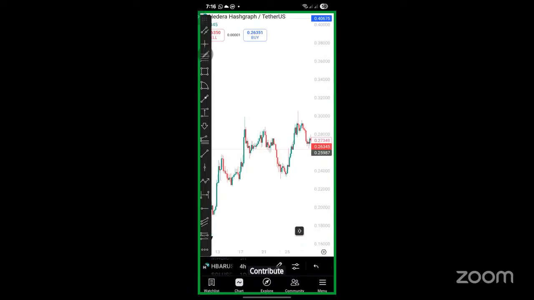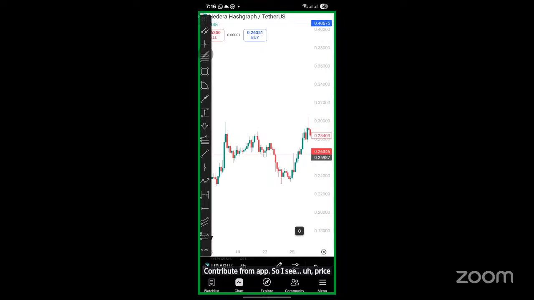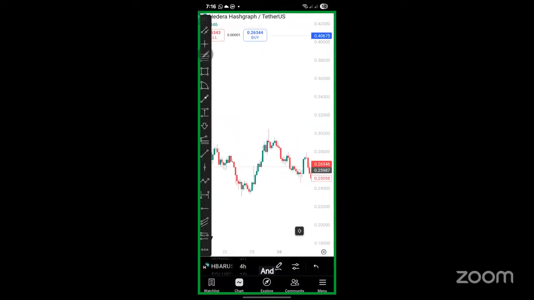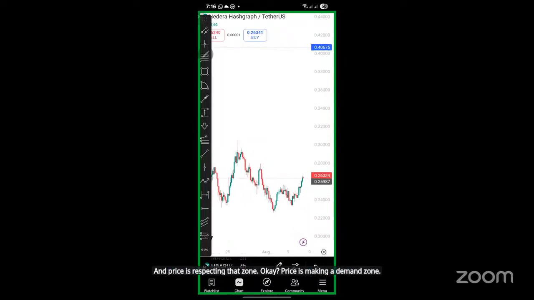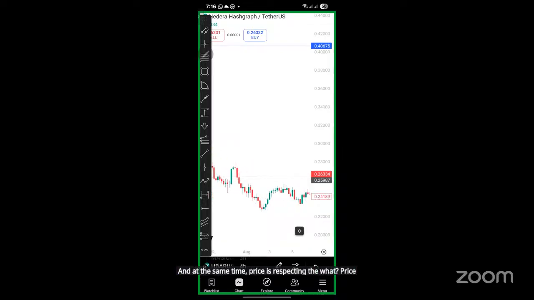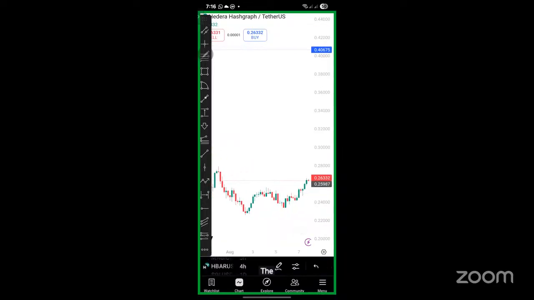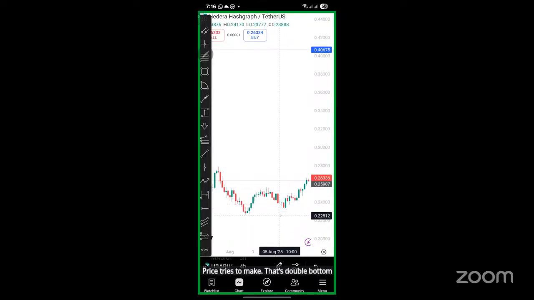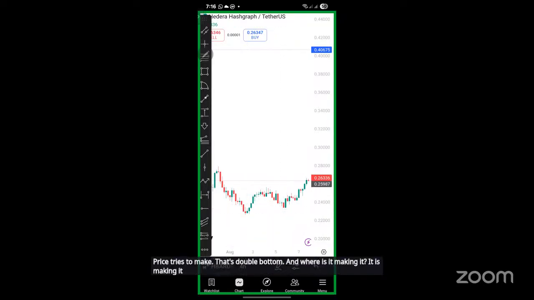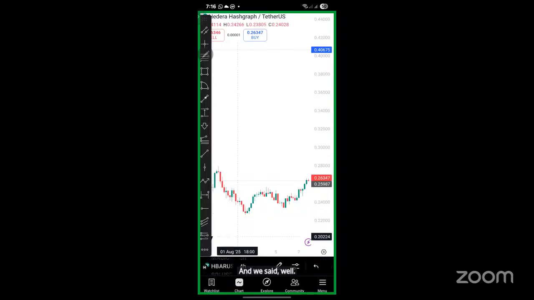So I see price making a demand zone here, and price is respecting that zone, the area. So when you look at the chart, here price tries to make that double bottom. And where is it making it? It is making it near the demand zone. And we said, well, how do we find the demand zone? We find the consecutive candles where one is a small candle and another is a big volume candle.